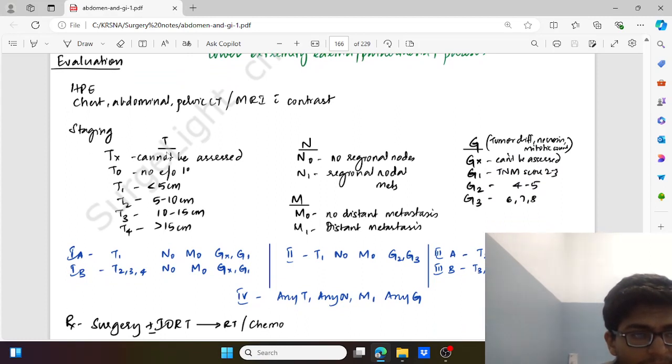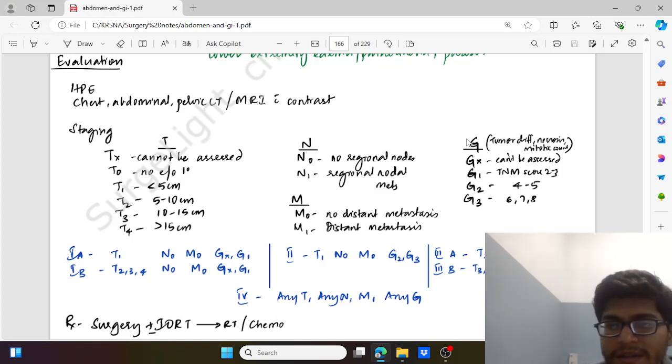Staging, where T0 is there is no evidence of primary, T1 less than 5 centimeter tumor, T2 5 to 10 centimeter, T3 10 to 15 centimeter, T4 more than 15 centimeter. And nodal involvement, where N1 is the regional nodal spread and M1 is the distant metastasis.